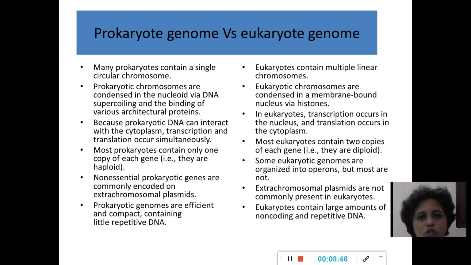So the organization of prokaryotic and eukaryotic genomes slightly varies. You cannot make generalizations. Exceptions do happen, but generally speaking, prokaryotes have a single circular chromosome, condensed into the cell by supercoiling and by proteins called architectural proteins. Prokaryotic DNA interacts with the cytoplasm, so transcription and translation happen together. Prokaryotes are considered to be haploid, and most of the non-essential genes are encoded in extrachromosomal plasmids. They usually contain little repetitive DNA. I hope prokaryotic genome organization is clear to you. Of course, we found some variations of that also. Thank you.